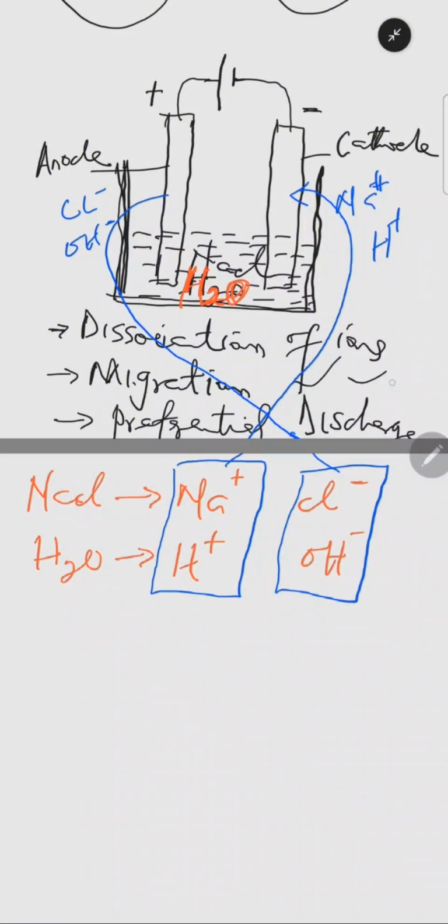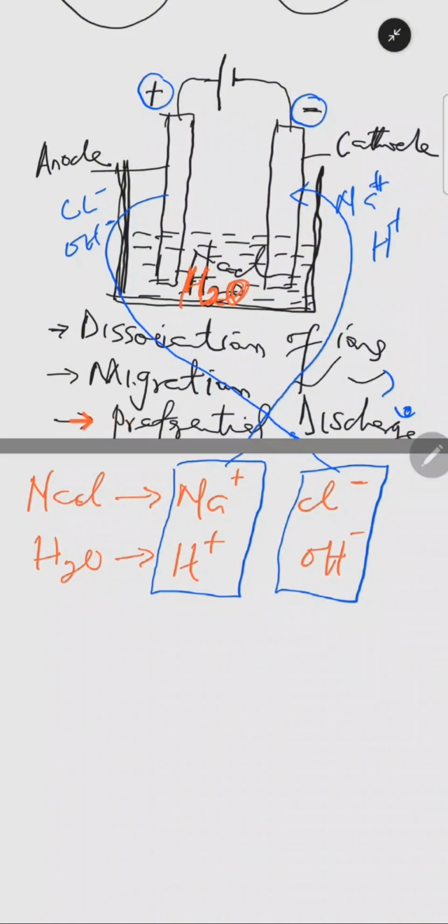Second step, which is migration of ions. Ions have already been dissociated, then they now migrate. They migrate to electrodes of opposite charge in such a way that the ones that are negatively charged migrate to the positive electrode, while those that are positively charged migrate to the negative electrode, like that. Now, what happened? The third thing now, which is preferential discharge.